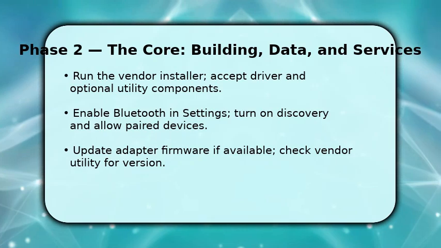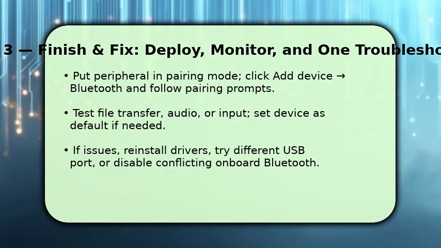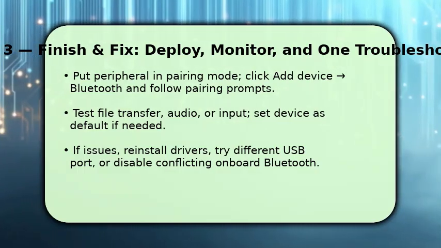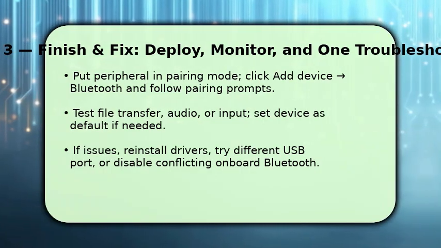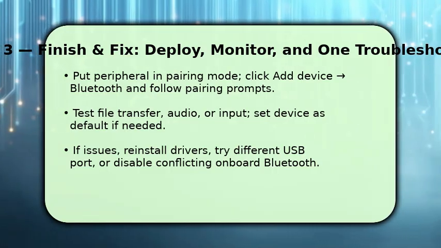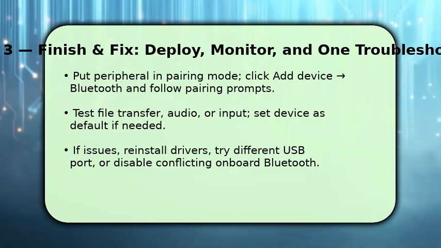Pair your device by putting it into pairing mode, then click Add Device, then Bluetooth, and select the peripheral. Follow on-screen PIN prompts if required. After pairing, test the intended function: stream audio, send a file, or use the input device, and set it as default in sound or device settings where applicable.